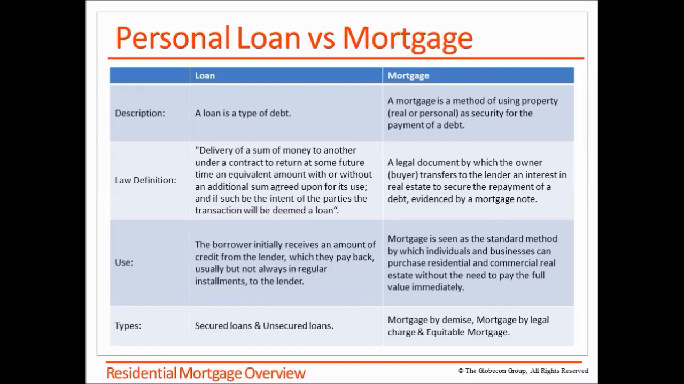Now, loans, there are several types. There are secured loans, which are secured by some type of property or collateral, and unsecured loans. On a mortgage, there are three main types, two of which are very uncommon in the U.S., but we're going to talk about them anyway. The first is mortgage by demise, the second is mortgage by legal charge, and the third is equitable mortgage.